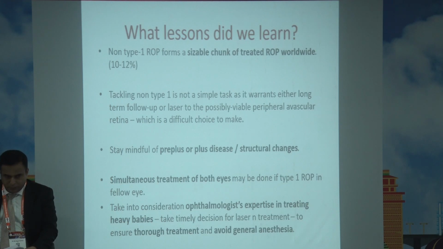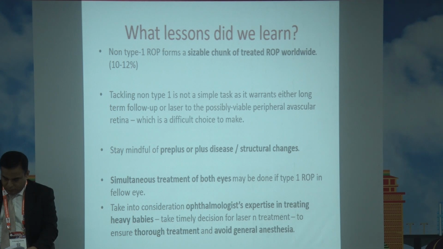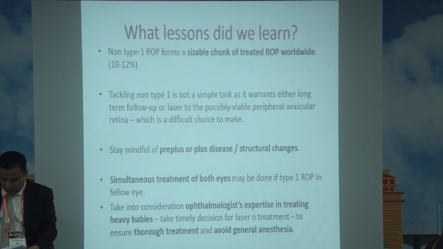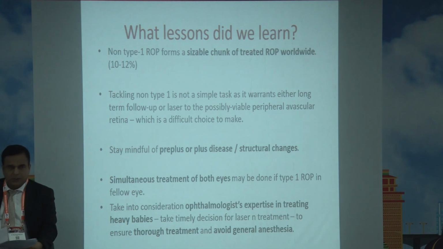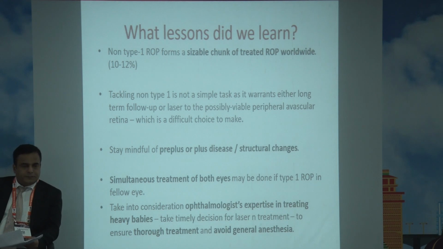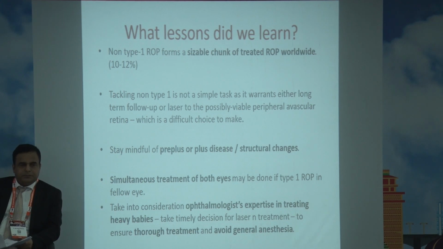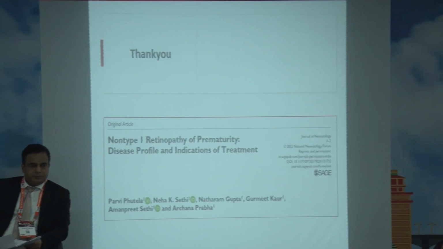So what lessons did we learn? We learned that non-type 1 ROP forms a sizable chunk of treatable ROP worldwide, and tackling non-type 1 ROP is not a simple task, as it warrants either long-term follow-up or laser to the possibly viable peripheral avascular retina. We must stay mindful of pre-plus disease and treat if possible. Simultaneous treatment of both eyes is a good option, and take into consideration the ophthalmologist's expertise in treating heavy babies in order to ensure a thorough treatment and avoid general anesthesia. So thank you so much.